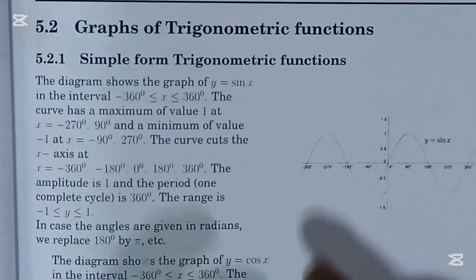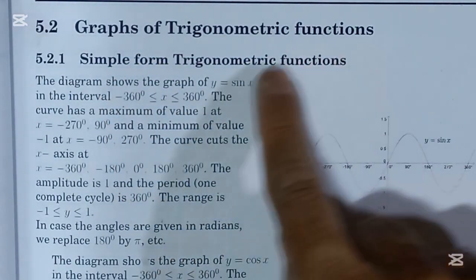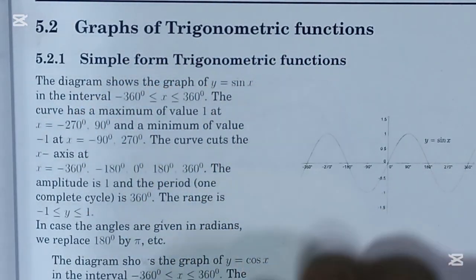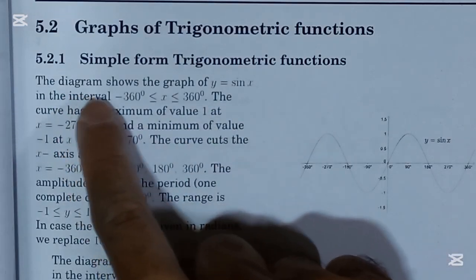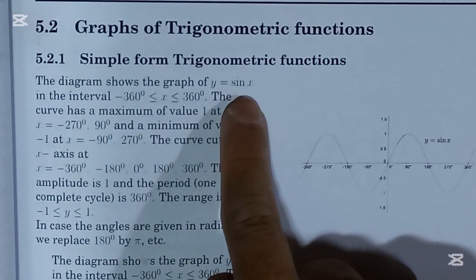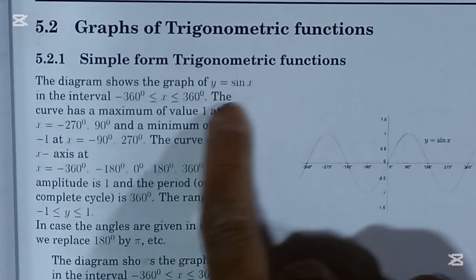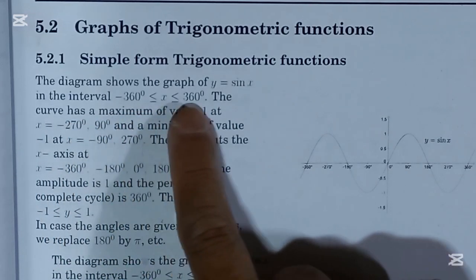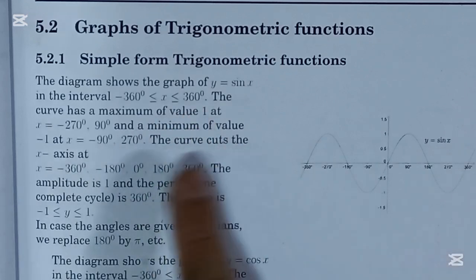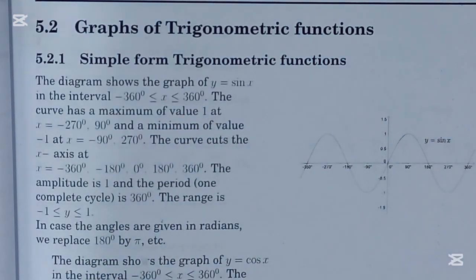The subtopic in Graphs of Trigonometric Functions is the simple form of trigonometric functions. So we are going to discuss different graphs of sine theta, cos theta, tan theta, etc. The first graph which we are going to discuss is of sine theta. The diagram shows the graph of y equals sine x in the interval minus 360 degrees to plus 360 degrees. So this is the range in which this graph will be made.